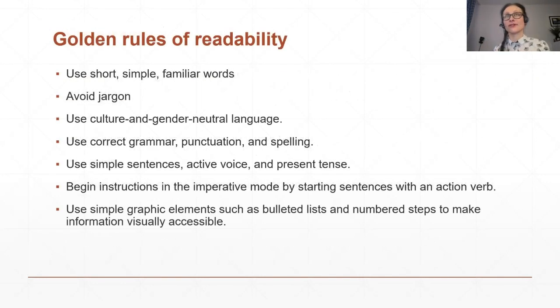And to sum up the golden rules of readability, you will never do anything wrong when you follow these. So use short, simple, familiar words, avoid jargon, use culture and gender neutral language, use correct grammar, punctuation, and spelling. Use simple sentences, active voice, and present tense. Begin instructions in imperative mode by starting sentences with action verbs, and use simple graphic elements such as bullet lists, numbered steps to make information visually accessible.